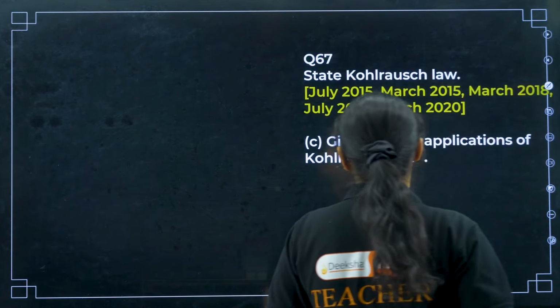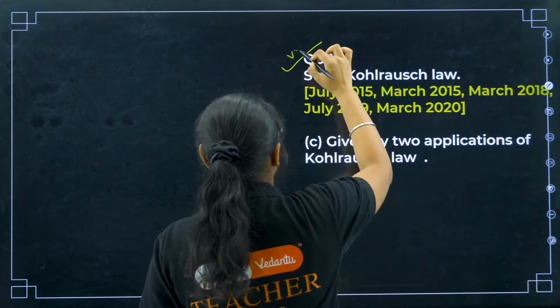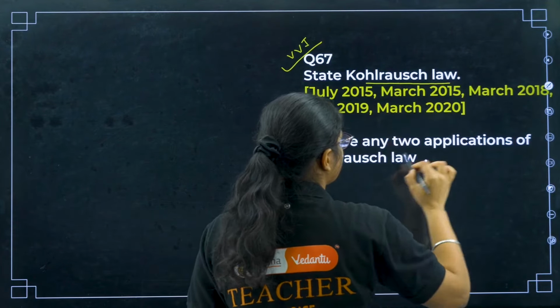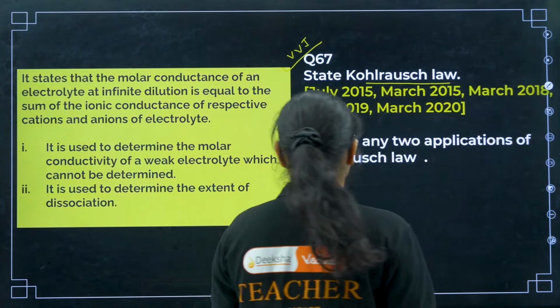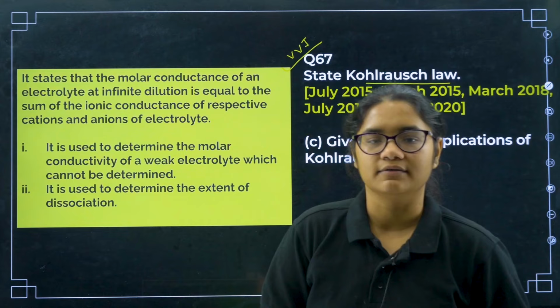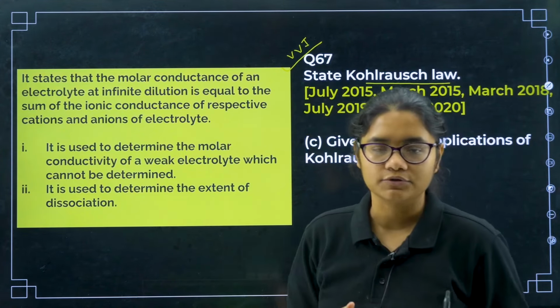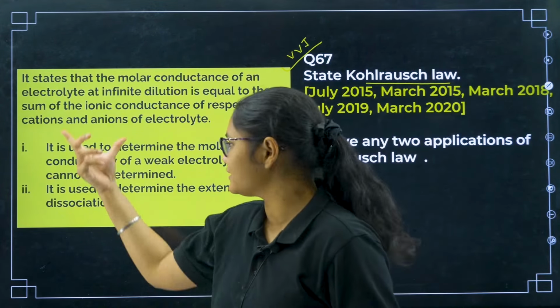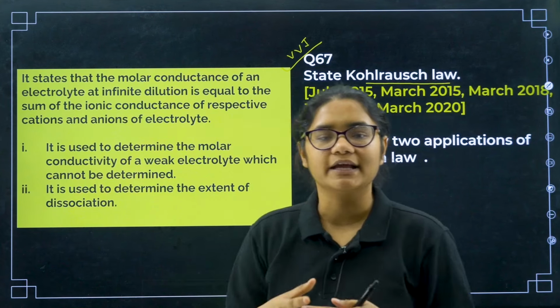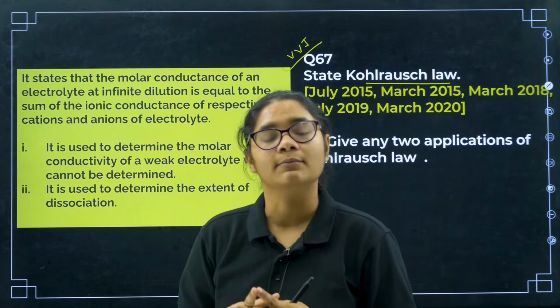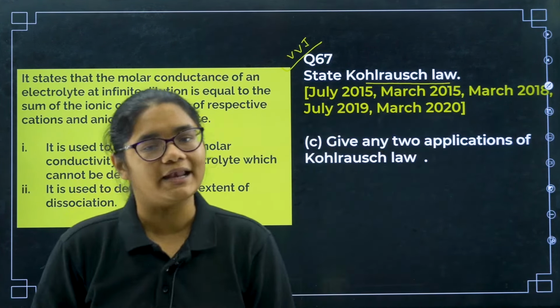Next we have Kohlrausch's law. Yes, Kohlrausch's law is again a very important question, so you should know Kohlrausch's law, a direct statement. At infinite dilution, the molar conductivity of an electrolyte is the contribution of its anions and cations. Statement you can write down. What is its application? It is used to calculate the molar conductivity of weak electrolytes.